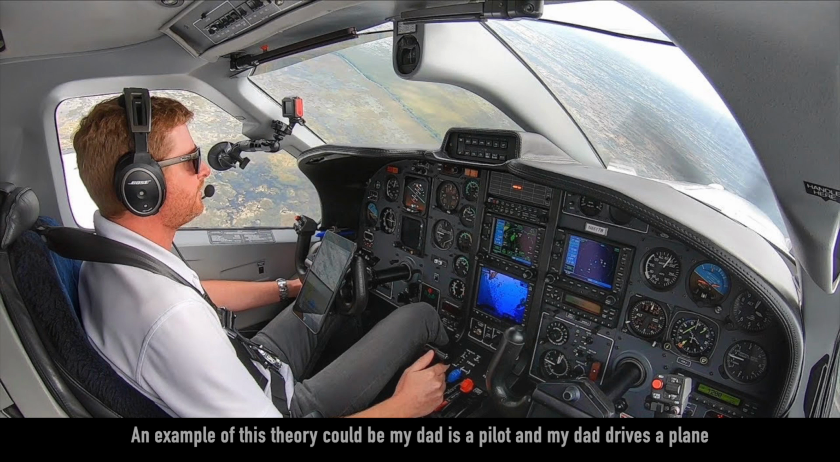An example of this theory could be my dad is a pilot and my dad drives a plane. These two statements are logically equivalent, meaning my dad cannot be a pilot and not drive a plane.